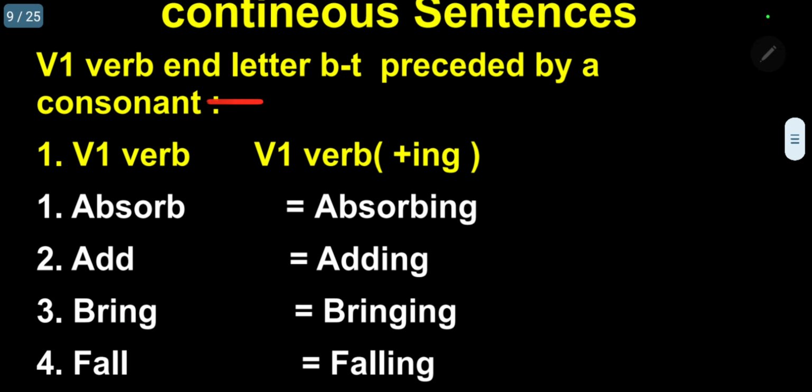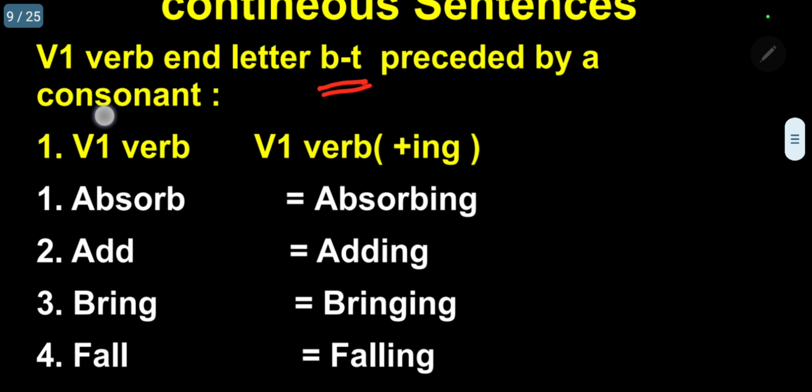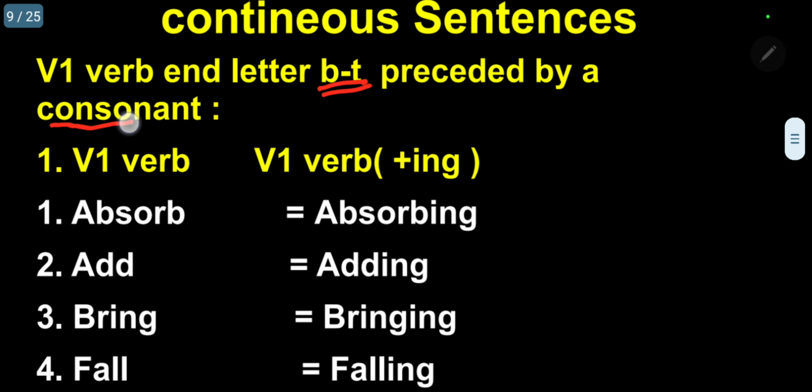Example, V1 verb, end letter B to D. I have already pointed out that I have given nearly 9 letters. These letters we have to memorize. So, if it ends with a letter preceded by a consonant, we have to add ing. So, now I will show you all the letters one by one.